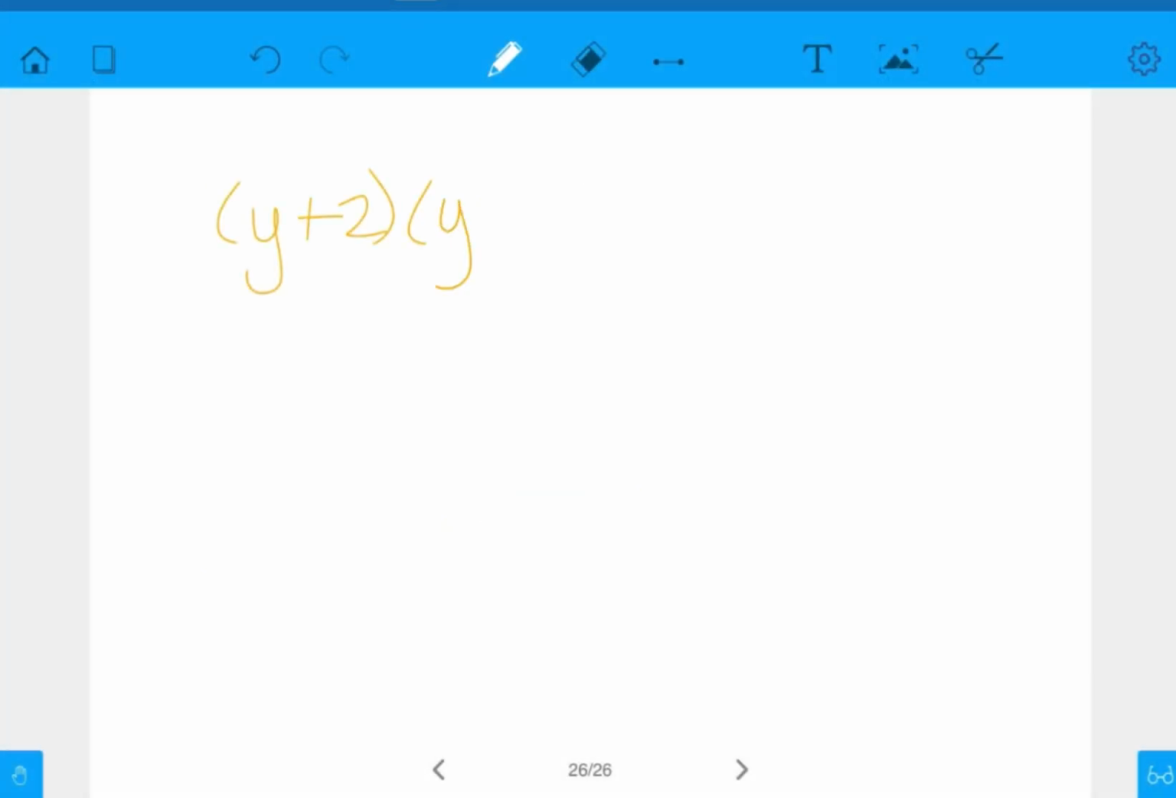To do this, we just flip the signs. So y plus 2. So plus 2, that means that one of the solutions will be negative 2. And we have minus 4. So if we flip the sign, then that would be positive 4. So that would be y equals 4.